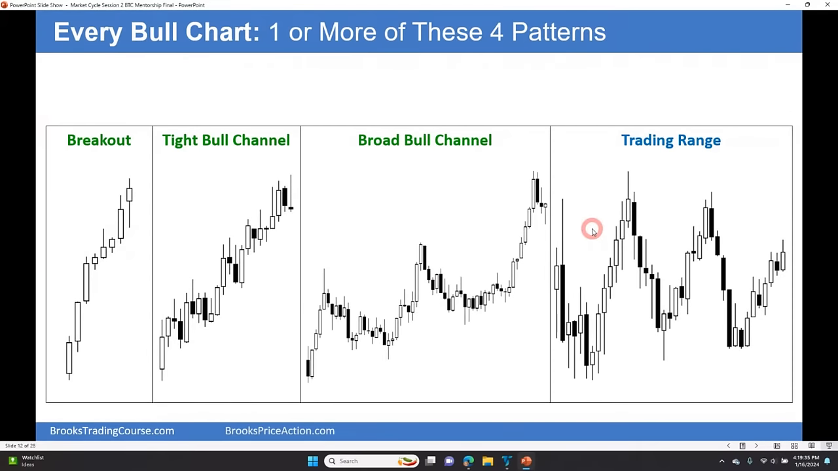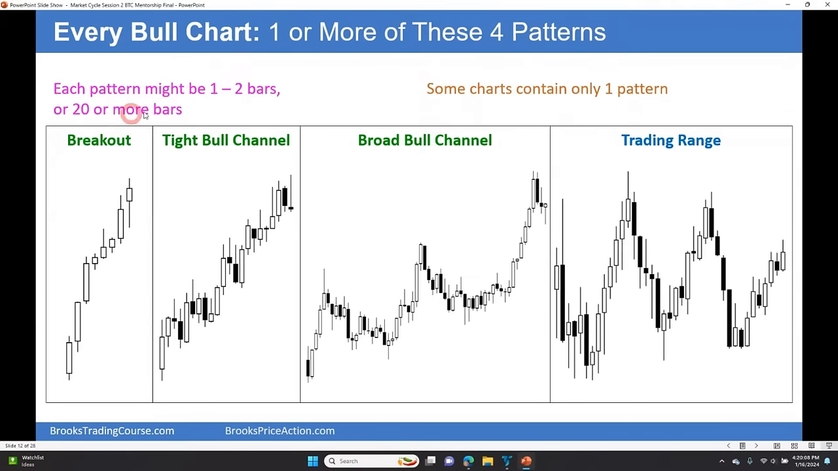Now, the key with understanding the market cycle is the higher time frame always has a greater impact on the lower time frame. So this might be the 5-minute chart today. It wasn't exactly today, but if it was today. But if this is the daily chart or a 60-minute chart, this 5-minute price action over here on the trading range is going to have a short influence on the market. And I'll talk more about that with minor and major surprises. So each pattern, 1 to 2 bars, could be 20 or more bars.